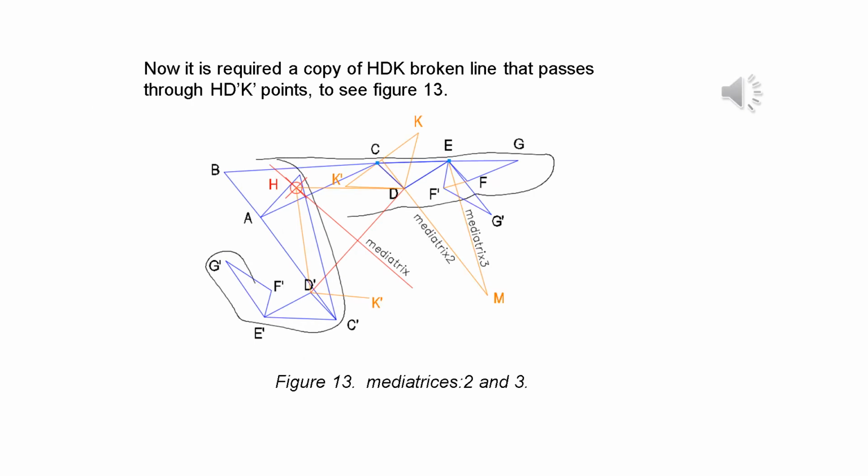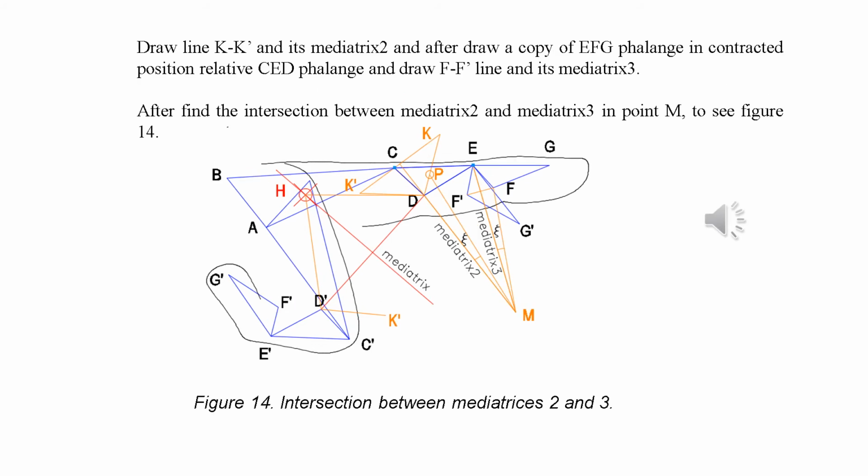Now a copy of the HDK broken line is required that passes through the HD'K' points, see figure 13. Draw the KK' line and its mediatrix 2, and after that draw a copy of the EFG phalanx in contracted position relative to the CED phalanges and draw the FF' line and its mediatrix 3. After that, find the intersection between mediatrix 2 and mediatrix 3 at point M, see figure 14.